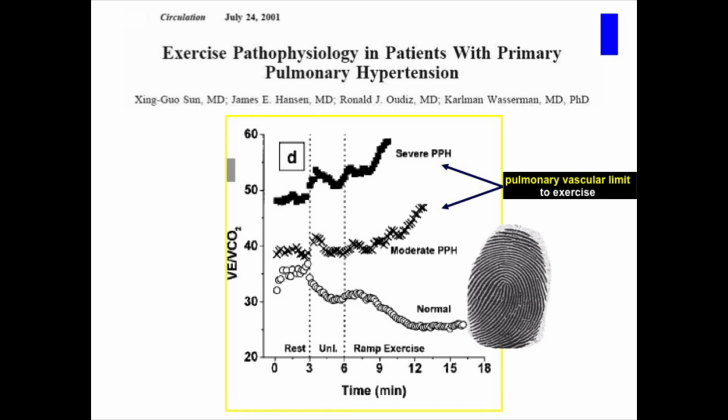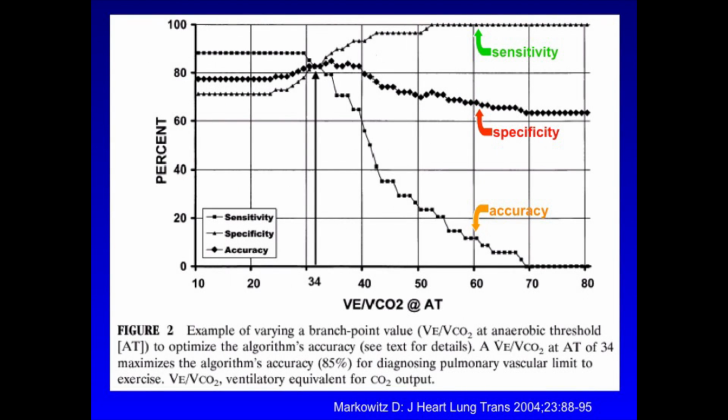But this is what we call a pulmonary vascular limit to exercise. So if somebody has a low VO2 and it's because they aren't perfusing their lungs, the VE-VCO2 will be high, and it's what I call the fingerprint of the abnormality in pulmonary vascular disease. It really helps us differentiate low anaerobic thresholds, low VO2, and symptoms of dyspnea.